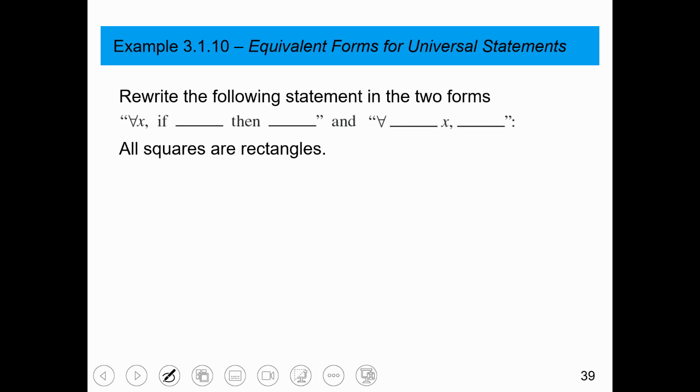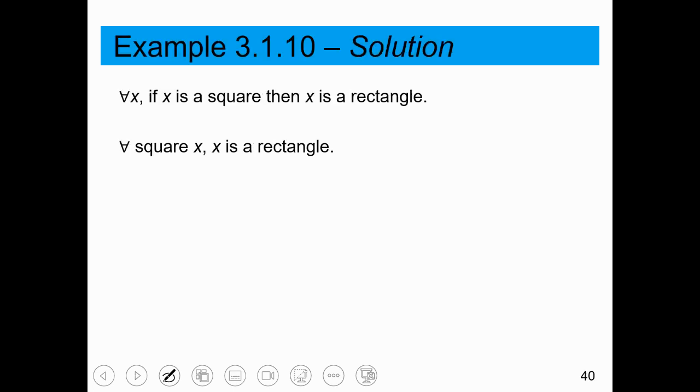Rewrite the following statement in the two forms: for every x, if blank, then blank, and for every blank x, blank. So the statement is all squares are rectangles. Once again, I encourage you to pause. See if you can fill in those blanks properly. Let's see how you did.